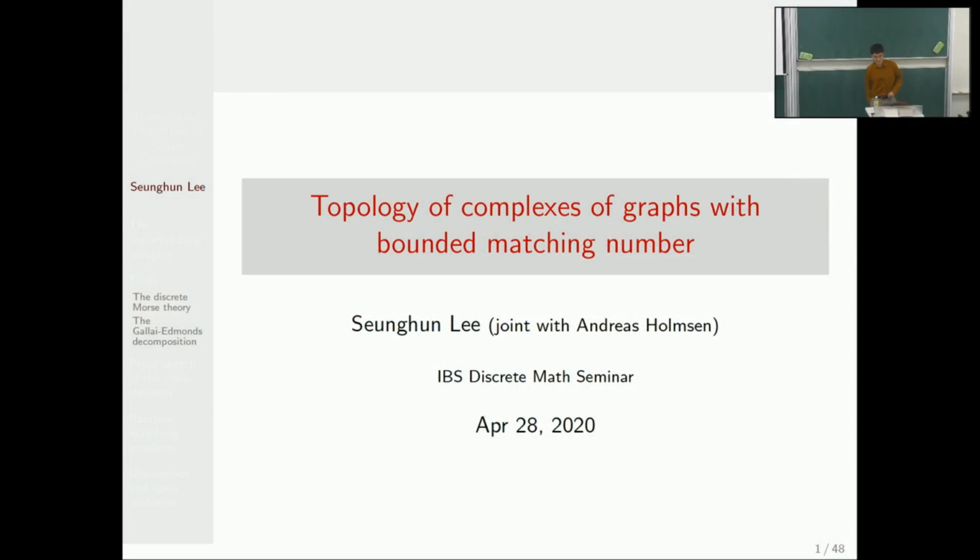Talk about that the title has been changed. Yeah. Of graphs with bounded matching numbers.